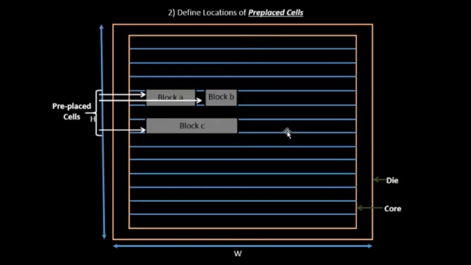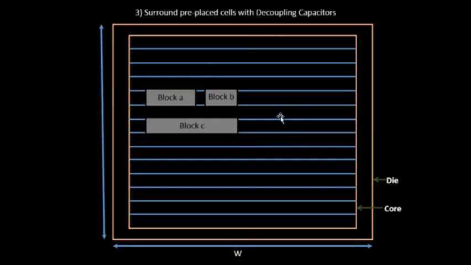Next, there is one more thing that we need to do with the pre-placed cells, which is that we have to surround them with decoupling capacitors. So let me give you a brief idea of what this decoupling capacitance is and why we need it.